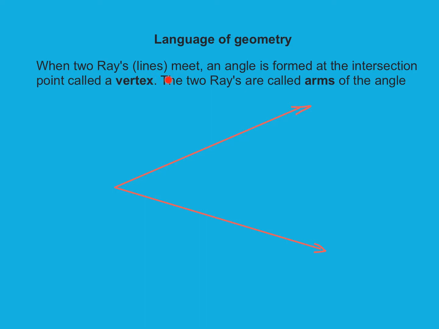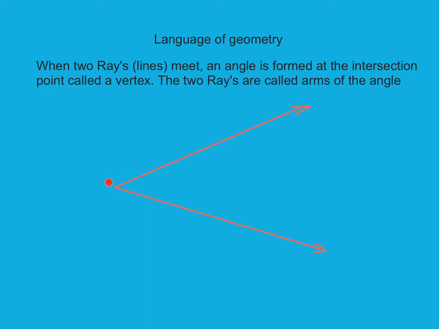When two rays meet, so that's a first ray over there and that's a second ray over there, an angle is formed at the intersection point called a vertex. So this over here, where the two rays join, that point right in there, is called the vertex. The two rays are called arms of the angle. So that's arm 1 and that's arm 2, and that over there is the vertex.